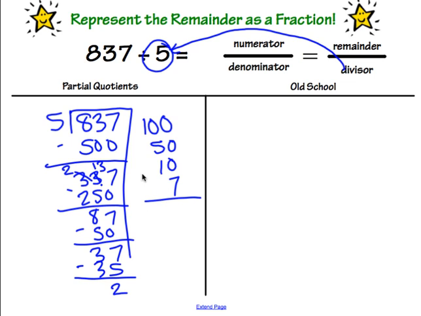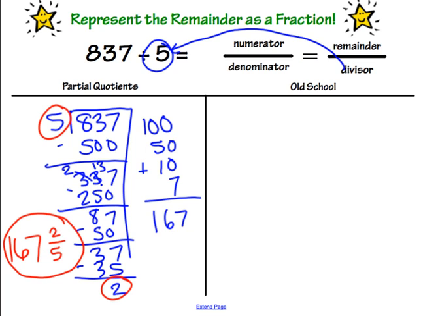Let's add our partial quotients. Okay, so we've got down to our whole number answer and our remainder. So to write this as a fraction, it's going to be our whole number answer, 167. The remainder becomes our numerator, so I'm going to grab that remainder, that's our new numerator. And our denominator is the divisor, or that number that we divide by. So the answer is 167 and 2/5.